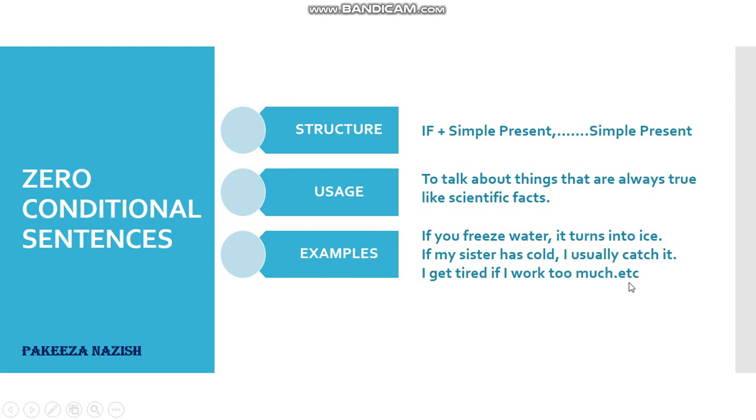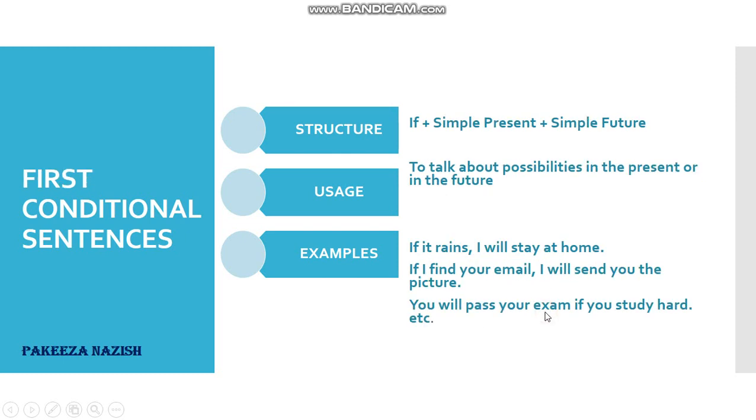Right? So the fact sentences are, and the formula is if plus simple present plus simple present, if with first form of verb. You see, this is the first form of verb and this is the first form of verb, right? So if I get tired, this is the first form of verb. I work too much, this is the first form of verb.